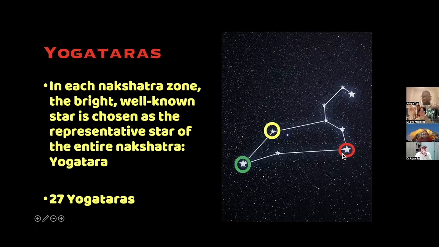On one night, the moon will be near this star. On another night, the moon will be near that star. The ecliptic goes like this; it almost goes from Magha to somewhere near this star. So this becomes the Yogatara of Purva Falguni, and this becomes the Yogatara of Uttara Falguni accordingly. So what is Yogatara? It is the primary or the brightest star in that constellation group.